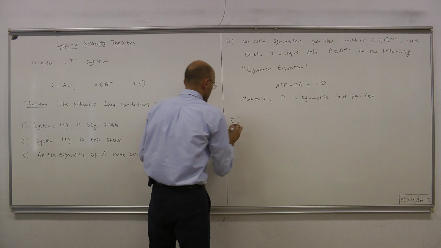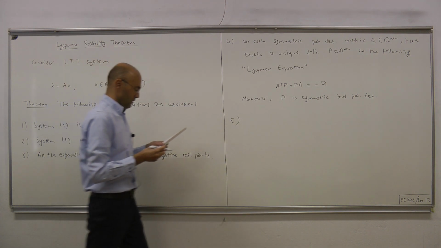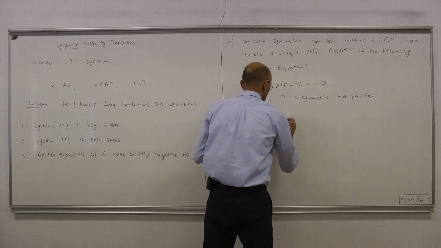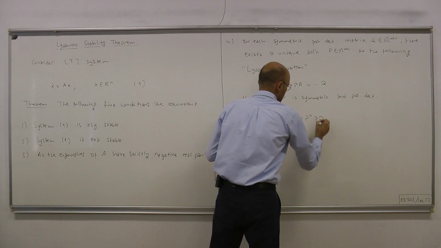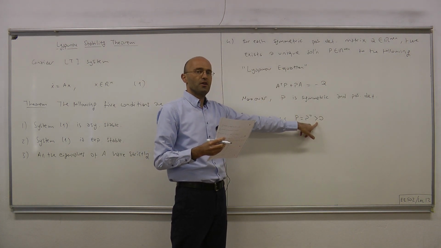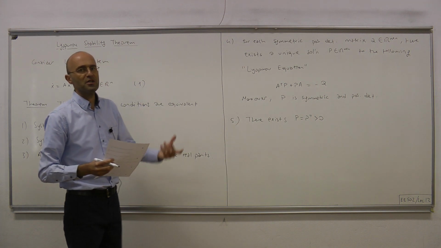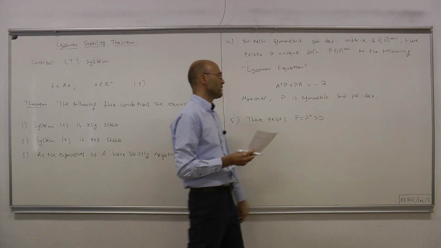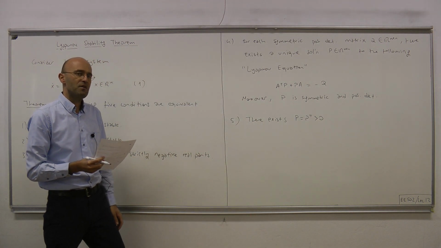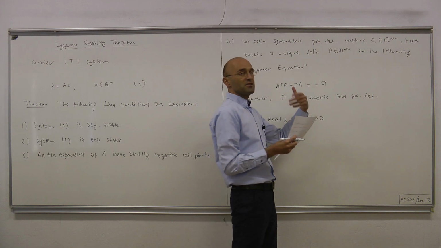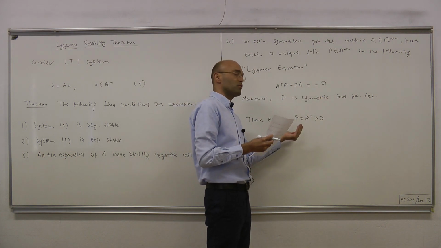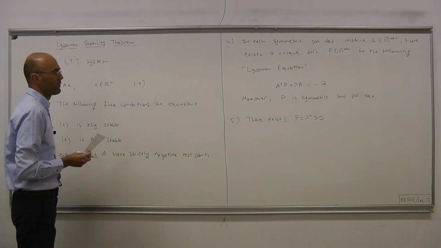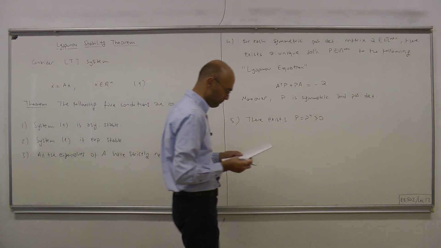And 5 is the following. There exists a symmetric positive definite matrix P. Remember this notation: a matrix greater than 0 means, for a symmetric matrix, that it's positive definite. Less than 0, this is the 0 matrix, means that it's a negative definite matrix. P greater than some other matrix means that you take the matrix to the other side, and the difference is positive definite or negative definite, depending on the direction of the inequality.